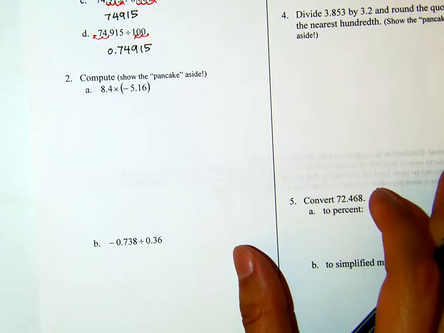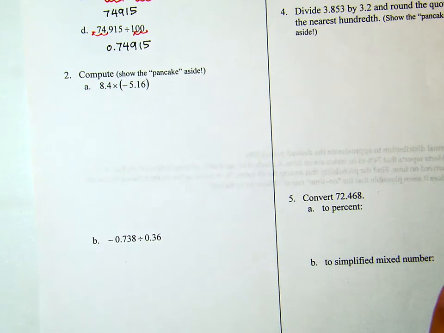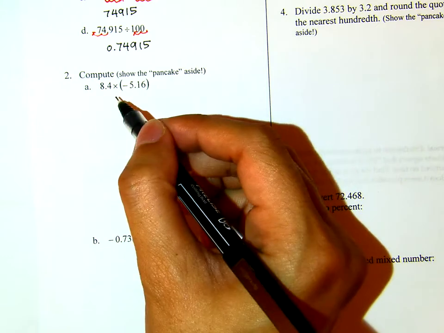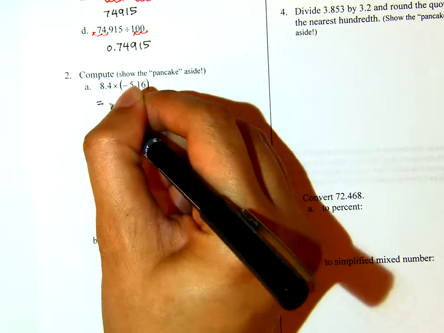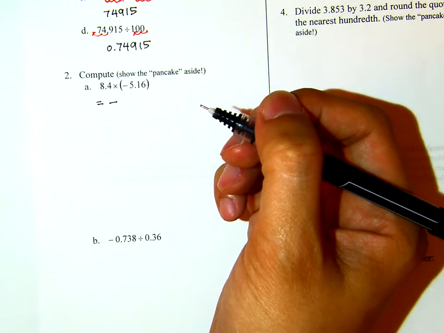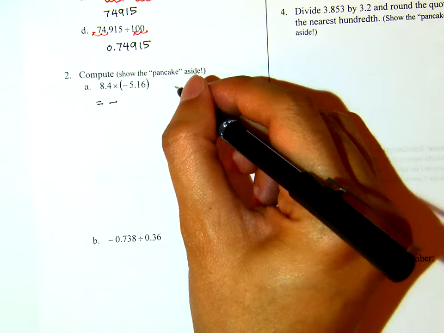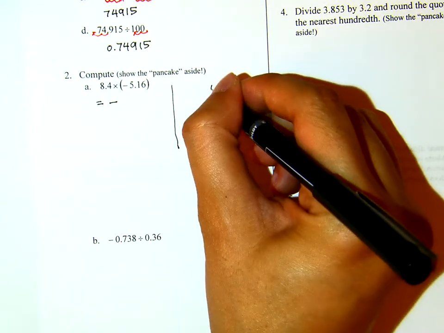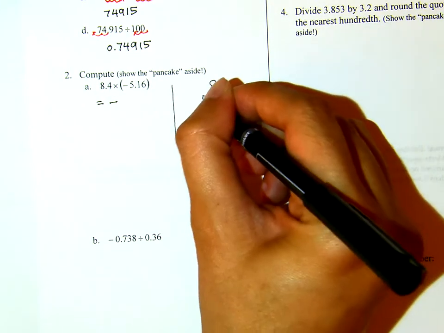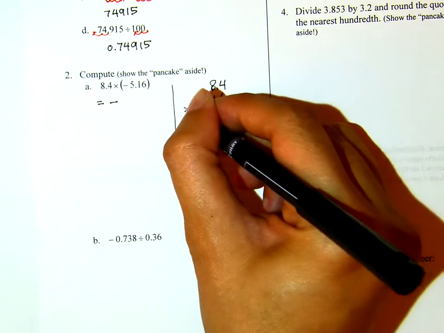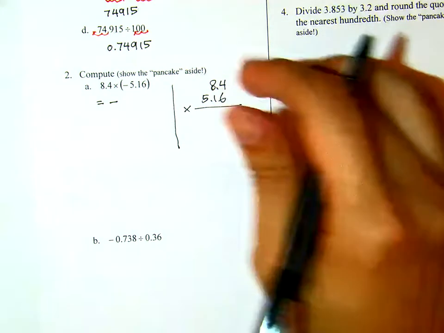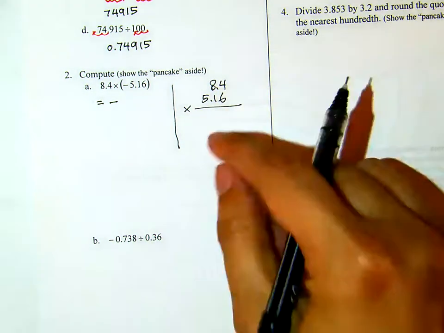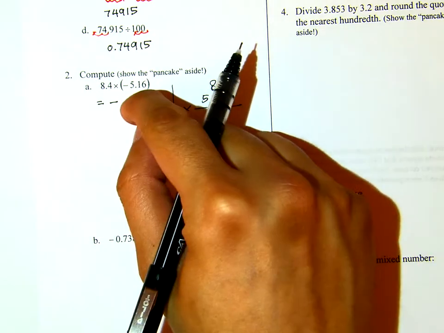Number 2, compute and show the pancake aside. Now part A, 8.4 times negative 5.16. Remember, you always do the sign first. Positive times negative is negative. Okay, now whatever the result, it will be coming from the pancake, 8.4 times 5.16. And remember, every time you do pancake, never use negative numbers. Okay, pancake only for positive numbers. Now whatever the result we have here later on, then I will copy it there.